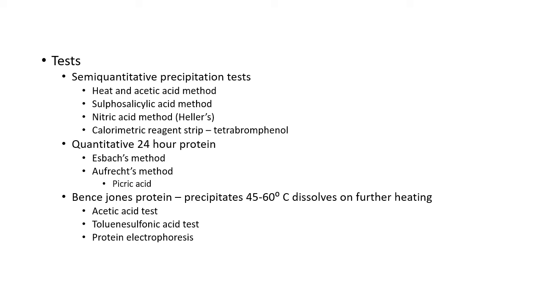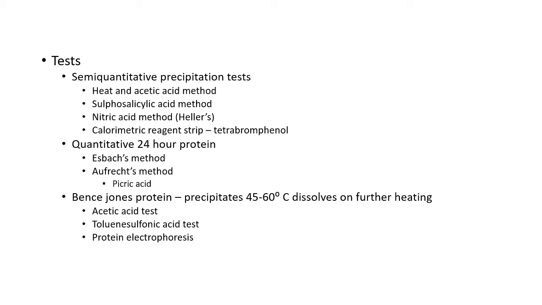There are other tests also, like the acetic acid test, where 1 ml of acetate buffer is used. The mixture is placed in a 56 degrees Celsius water bath and heated for 15 minutes. Precipitation indicates the presence of Bence-Jones protein. If the tube is heated further, the precipitation will redissolve and it will reappear again when cooled. Another test is the toluene sulfonic acid test. Here, toluene sulfonic acid is used and precipitate appears within 5 minutes. When only small amounts of Bence-Jones protein are present, then electrophoresis can also be useful.